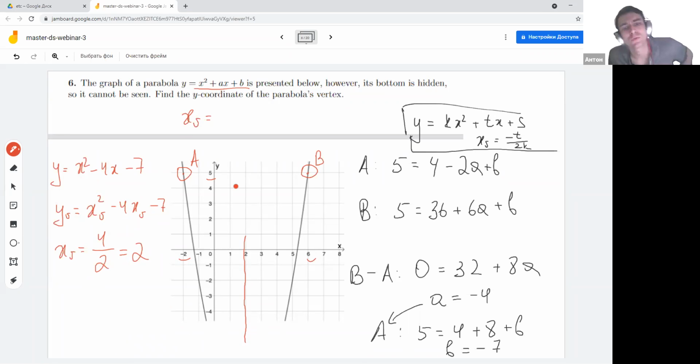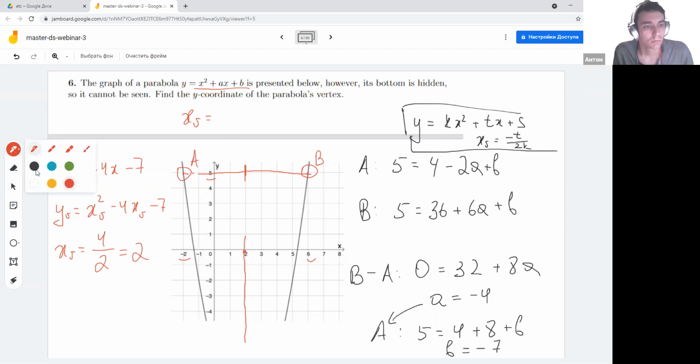Anyway, one could, of course, estimate it, because we see that these are 2 points with the same y coordinate. So we can just draw a line, break it in the middle, and find the x coordinate. But to find the y coordinate, we still need to find the coefficients.